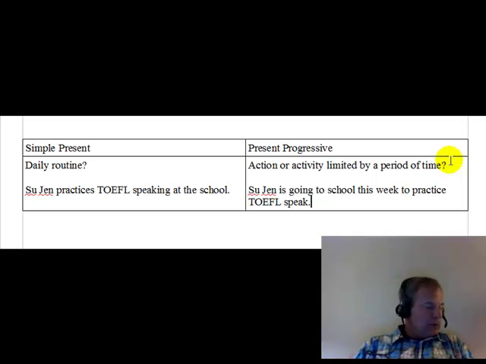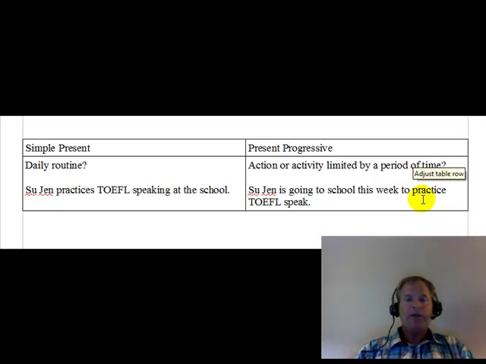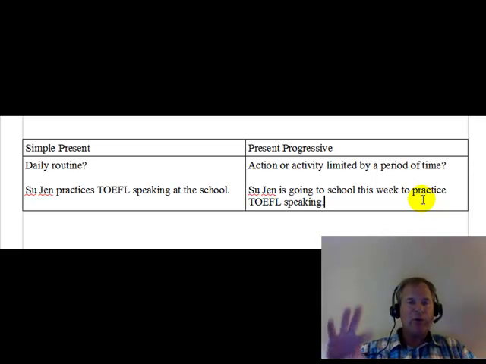So in this case, you may say something like, Sue Jen is going to school this week to practice TOEFL speaking. So in this case, the actual action or activity of going to school is something which doesn't happen all the time, but it's happening this specific week, so it's limited.